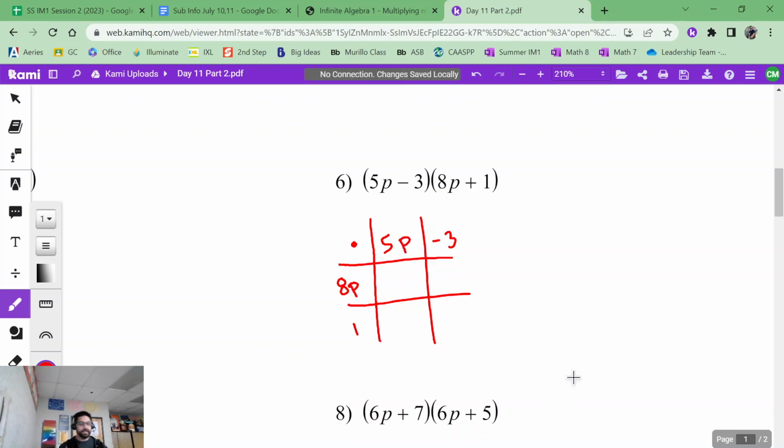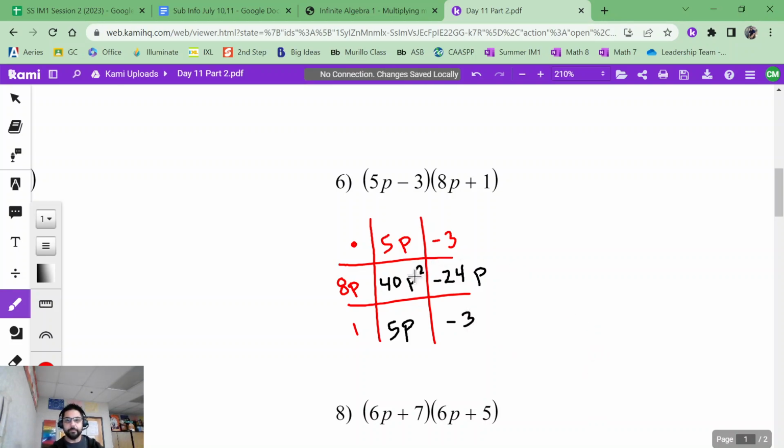Now, if everything was positive, it would definitely be easier. But whenever you have some negative signs, please be very careful with your multiplication. All right, 8 times 5 is 40. P times P is P squared. 8 times -3 is -24, and the P tags along. Oh, the nice one. 1 times 5 is 5. P tags along. 1 times -3, -3.